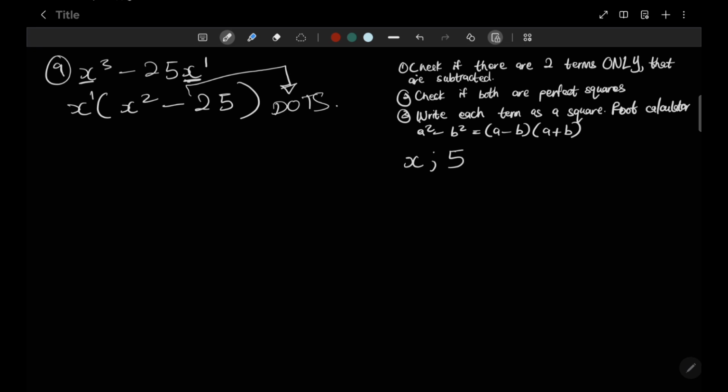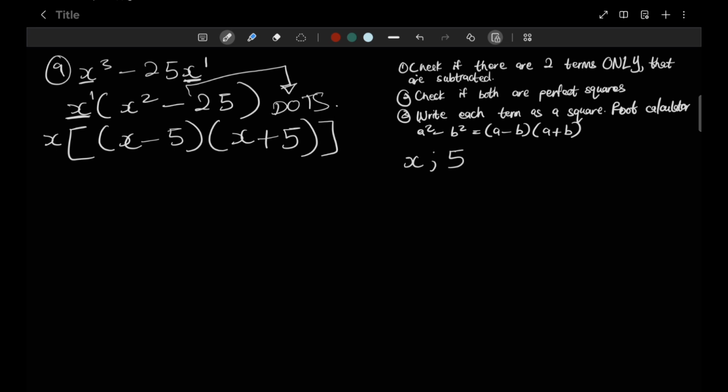Now let's write down our difference of two squares. You start with this x, the one that's outside. X, round bracket, x minus 5, x plus 5. Close both your brackets. And that is how you factorize the difference of two squares.